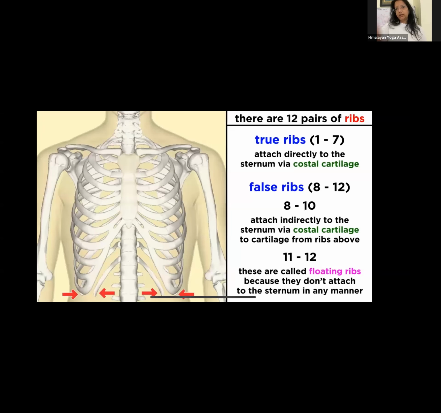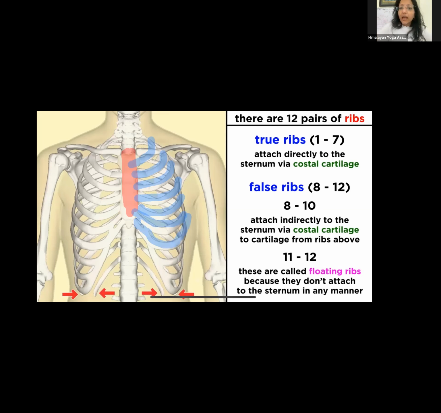I see, there are 12 pairs of ribs. True ribs 1 to 7, because you see they're directly connected to the sternum. Here, this is the sternum. And these ribs, they are connected here. 1, 2, 3, 4, 5, 6, 7. We should have 7 pairs. Yes, we have 7 pairs here.